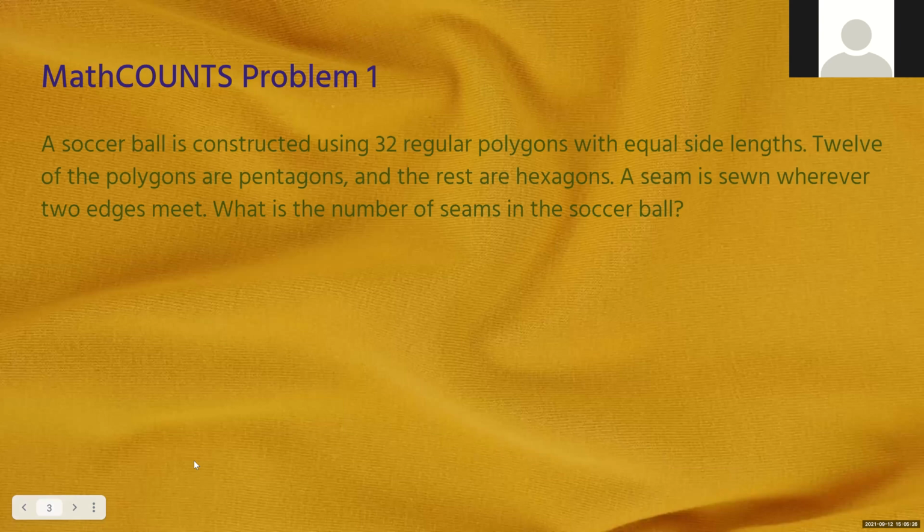These are some problems that do not really require any specific former knowledge, and many of them are mostly logic. So this question is: a soccer ball is constructed using 32 regular polygons with equal side lengths. 12 of the polygons are pentagons, and the rest are hexagons. A seam is sewn wherever two edges meet. What is the number of seams in the soccer ball?